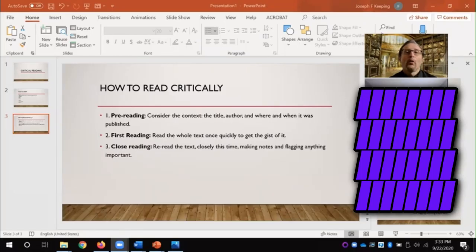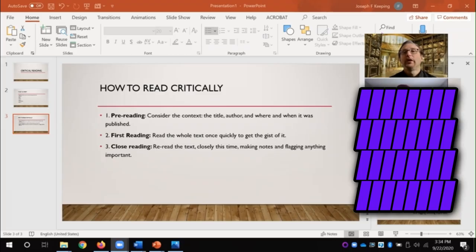Reading critically proceeds in 3 steps, which we call pre-reading, first reading, and close reading. Pre-reading is basically considering the context. It involves things like reading the title and saying, what does the title tell me? Asking yourself a question like where it was published, things like that. So you're not actually reading the text in the first step. And the second step is the first reading, where you just read it once quickly from beginning to end. You don't make notes, and if there are parts that you're confused about, you don't worry about them.